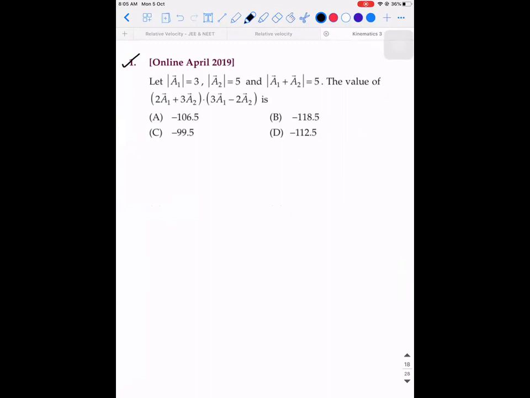Let's do. This is also an online April 2019 problem. There are two vectors, A1 vector and A2 vector. The magnitude of A1 vector is 3, the magnitude of A2 vector is 5. The magnitude of the sum of the vectors is 5. The value of 2A1 vector plus 3A2 vector dot 3A1 vector minus 2A2 vector is.